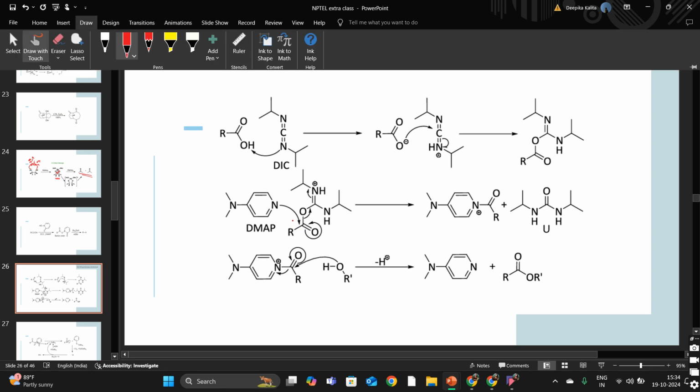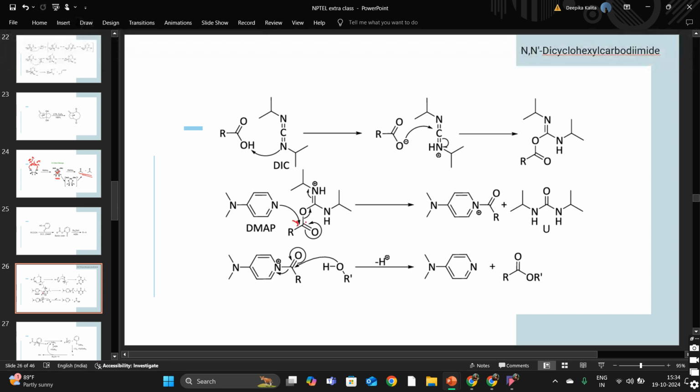DMAP is attacking at this center, and this carbon-oxygen bond is going to break to give us this second intermediate product, and the RCO part coming from the carboxylic acid is now joined to the DMAP molecule. Now we have the alcohol substrate present in the reaction.